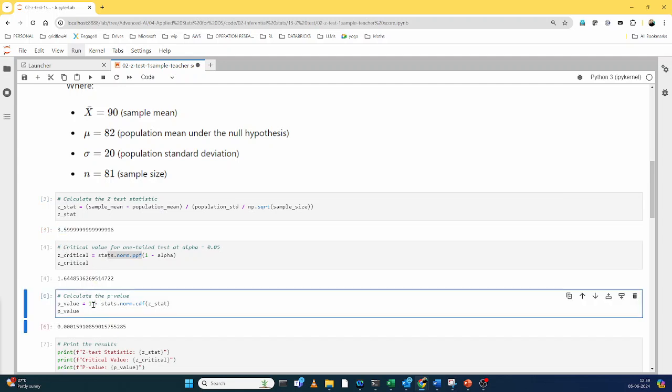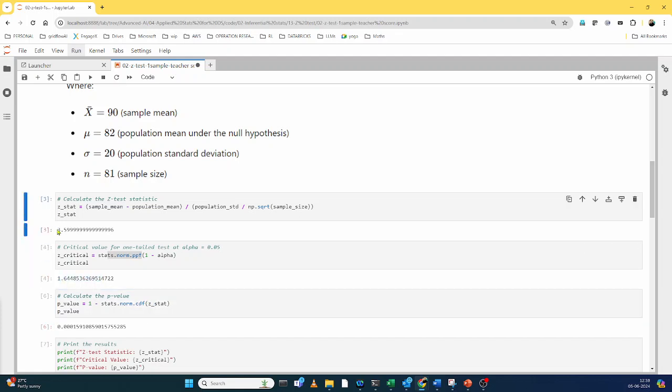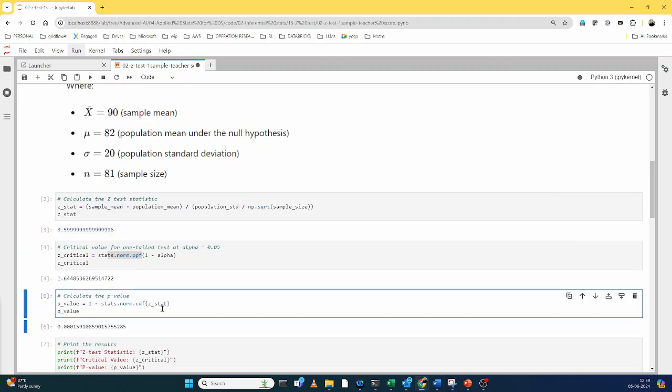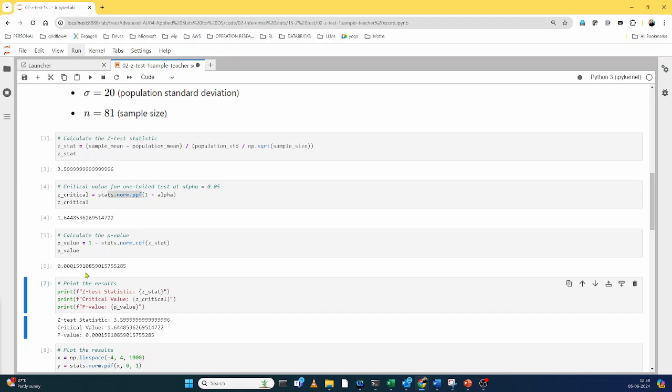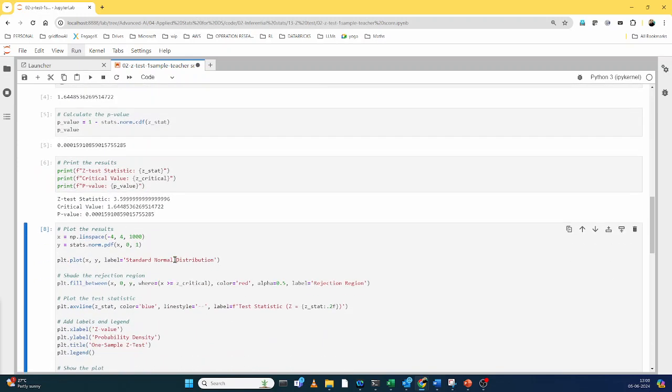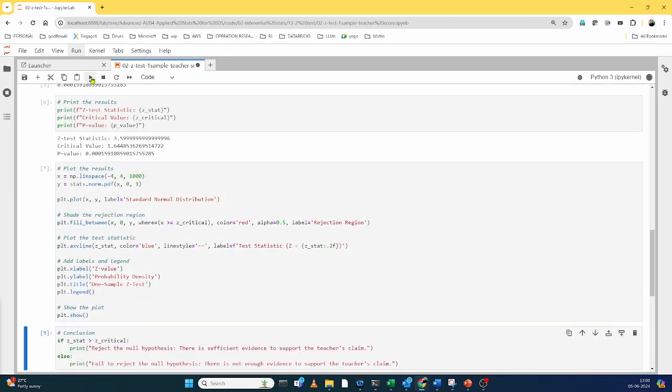You can verify this by using the p-value also. The p-value can be computed using the cumulative density function for the computed z-stat here. And then we have a p-value which is 0.0001. That means it is lesser than the significance level. So we can reject the null hypothesis, and that means the null hypothesis is not true.